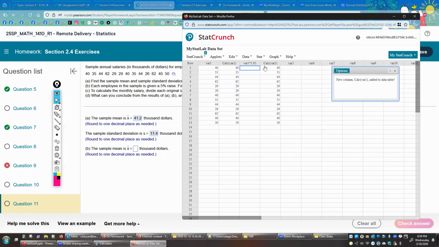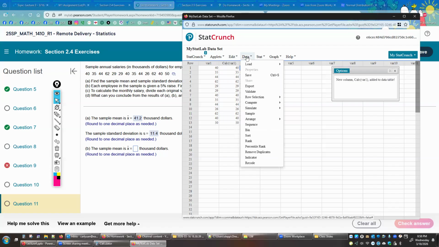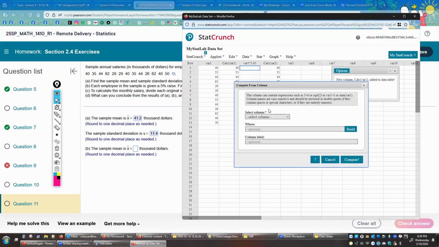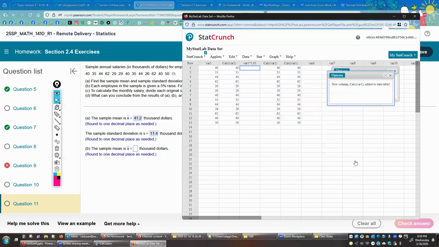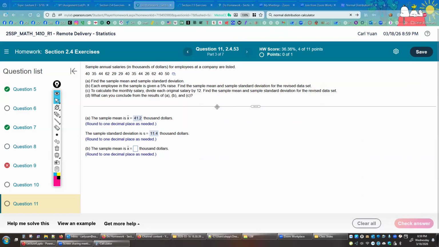Nope, doesn't like that. Compute from column var1. Nope, doesn't like that either. Okay, all right. Well, I don't want to waste your time. So this is what I'm going to do. Let's try a different way to do it.